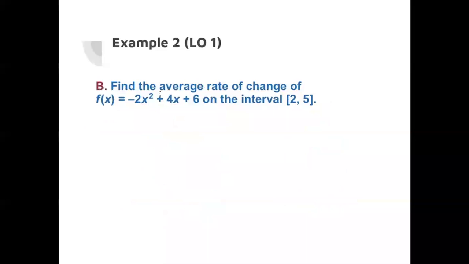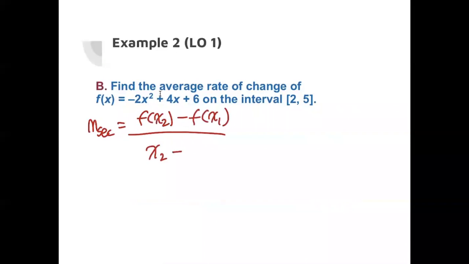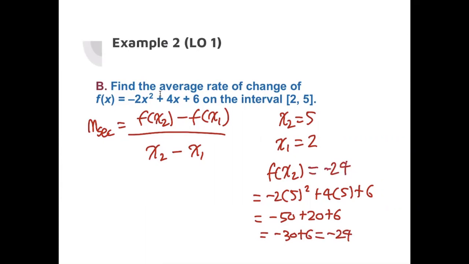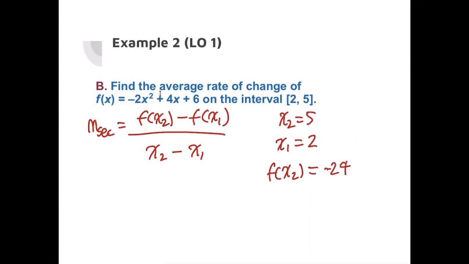Let's do the same thing here. I told you m sec is equal to f of x2 minus f of x1 over x2 minus x1. x2 is 5, x1 is 2. f of x2 can be found by doing this, and then same thing for this.